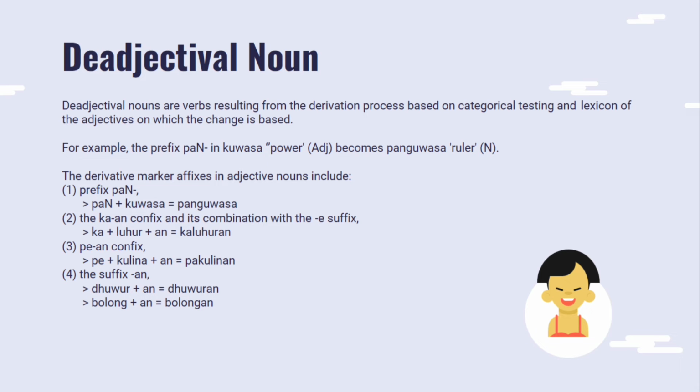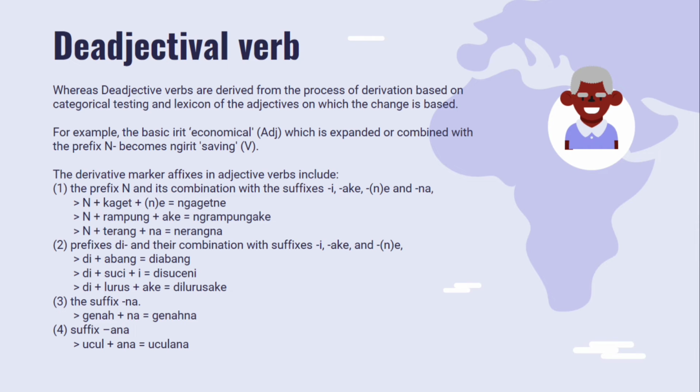Number 4, there is suffix an. The basic duhur combined with suffix an, so it becomes duhuran. Second is the adjectival verb. Whereas the adjective verbs are derived from the process of derivation based on categorical testing and lexicon of the adjective on which the change is based.